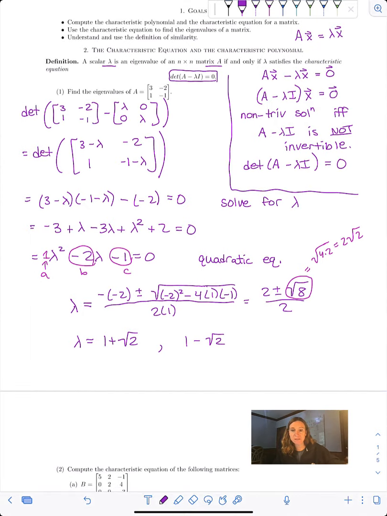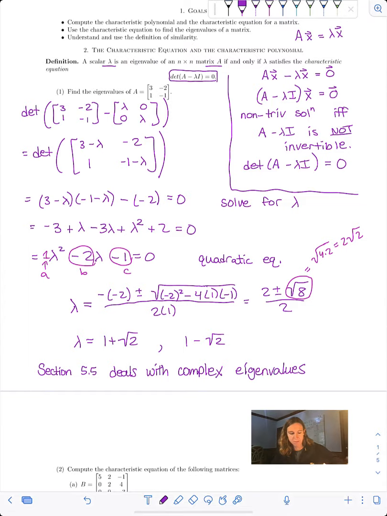Now, sometimes this is hard because if we have a bigger equation, it might be harder to factor or harder to solve. And that's just a fact of life for us, unfortunately. Also, it is okay to have square roots, as we've seen. Section 5.5 deals with what happens when these are complex. We may or may not do that in this particular class, but that would be what happens when you get a negative underneath that square root.